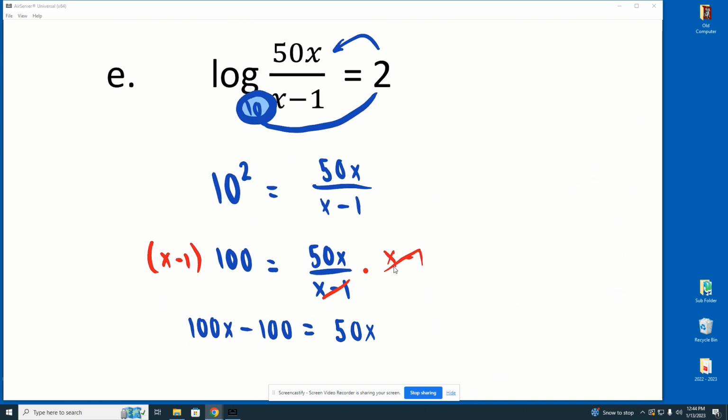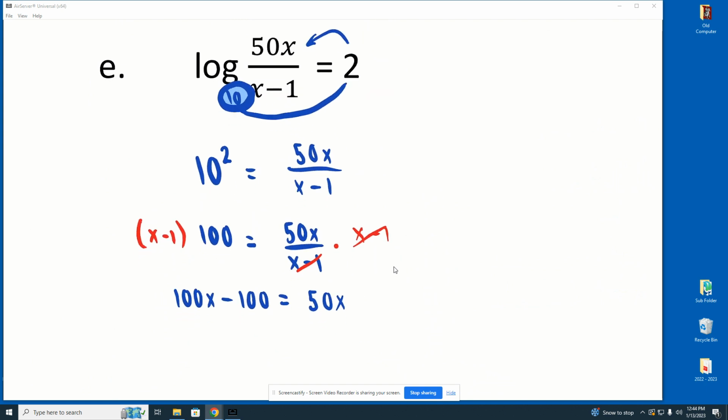Now, solving this problem, you got a couple of options again. What do y'all want to do? I know what I would do, but what would y'all do to solve this? Okay, so if I'm going to move the 100x, I subtract it, correct? So on the left side, it's gone. And what's left? Negative 100. And on the right side, what's 50x minus 100x?